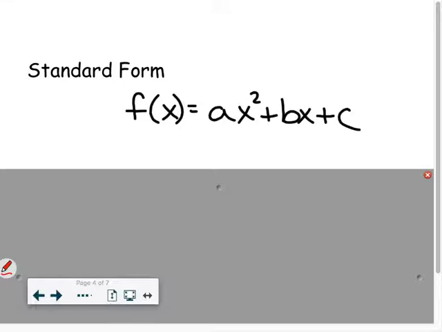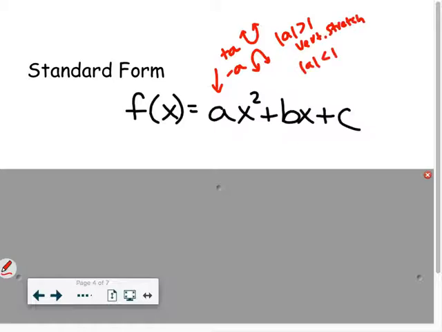The a. So a still does the same thing. Positive a means my parabola opens up. Negative a means my parabola opens down. If the absolute value of a is greater than 1, it's a vertical stretch. If the absolute value of a is less than 1 but greater than 0, it's a vertical shrink. So all the things that a used to do remain the same. You don't have to relearn a.